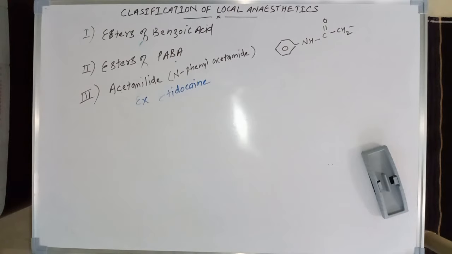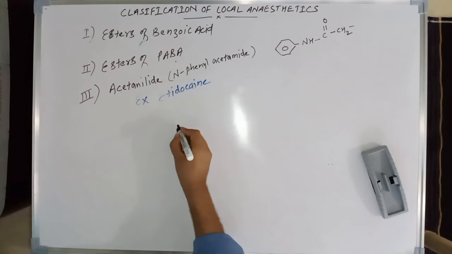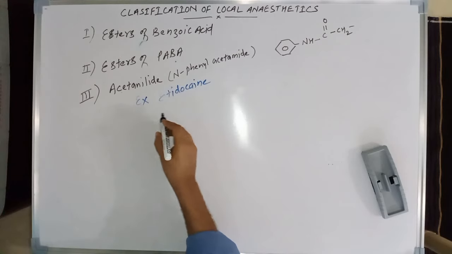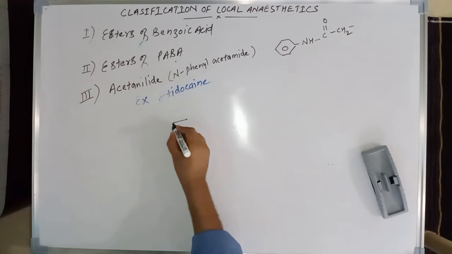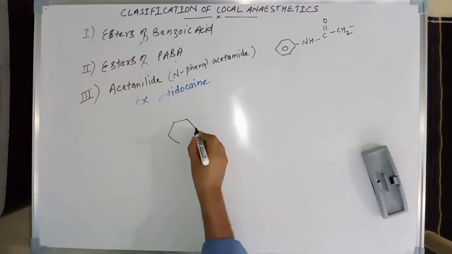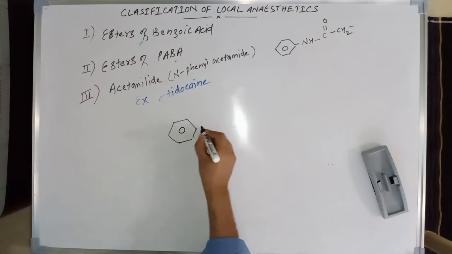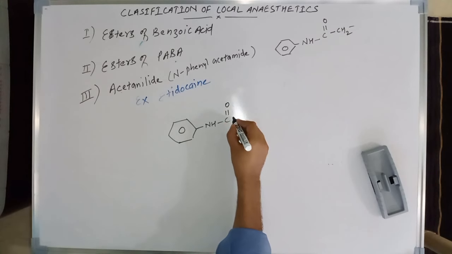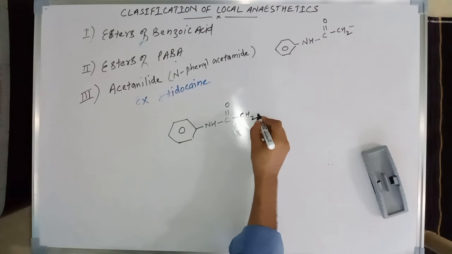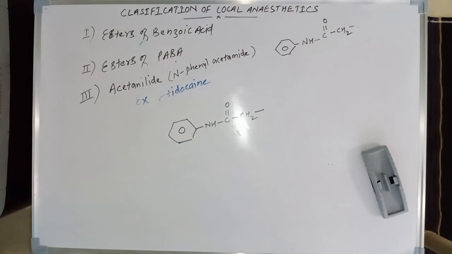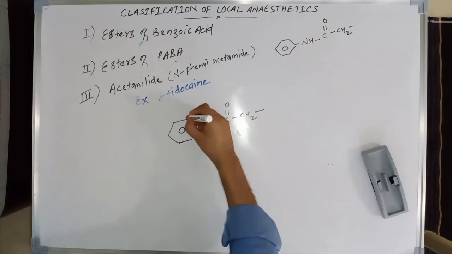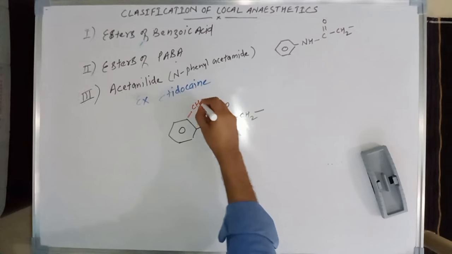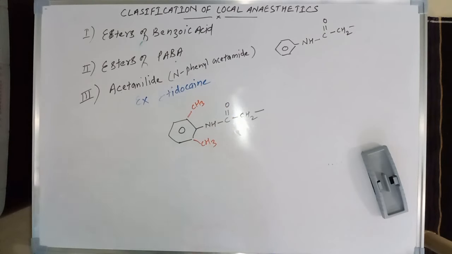Again this drug comes under the class acetanilide. So acetanilide is nothing but again N-phenyl acetamide. So this is your basic skeleton, N-phenyl acetamide. But in etidocaine, what are the other functional groups? So this phenyl group again becomes xylene. This is the chain.